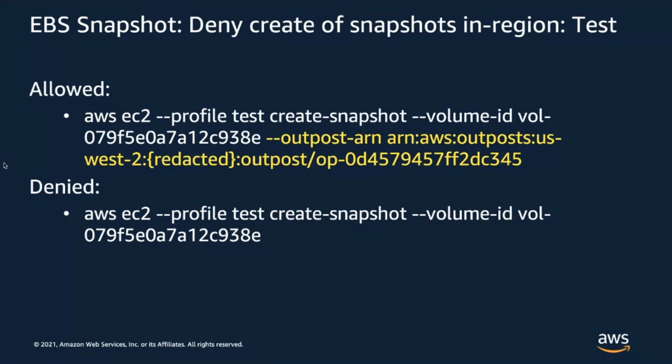Since the volume is on an Outpost, the first condition, whether the source was on an Outpost, is going to evaluate to true in both. But if you did a snapshot on an EBS volume in the region, it would succeed because that first condition, is it on an Outpost ARN, would be false. And so that policy wouldn't apply.